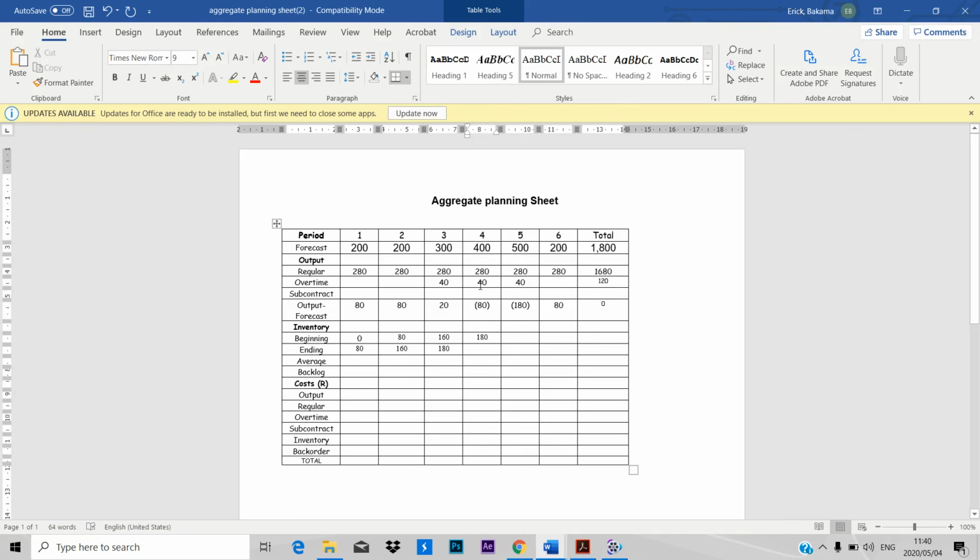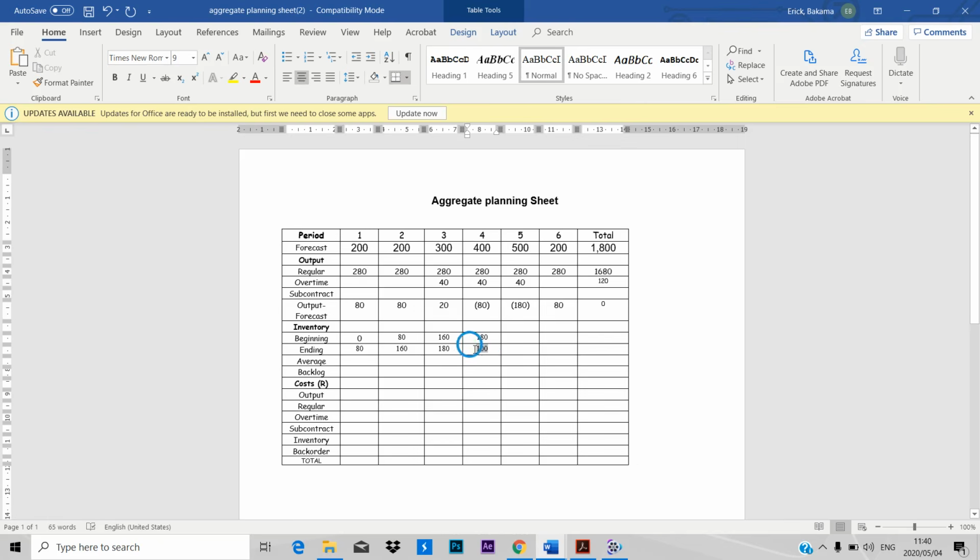But in period 4, remember that we have a between bracket 80, which means that this is a negative, which means that we still owe the customer. Remember, the customer asked 400 units. We could only produce 280 plus 40, which is 320. So we still owe the customer 80 units. And in that case, we still have an excessive inventory of 180. So we will take 180 minus the 80 that we owe the customer. We will remain with 100 in our inventory.